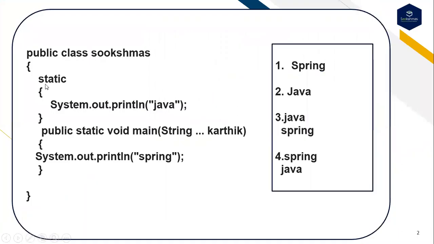This is the first question: public class Ukma, static system.out.println of Java, public static void main system.out.println of Spring. Predict the output of this code. These are the following options. First one is Spring, second one is Java, third one is Java and Spring, fourth one is Spring as well as the Java. You can pause this video and predict the output of this code.